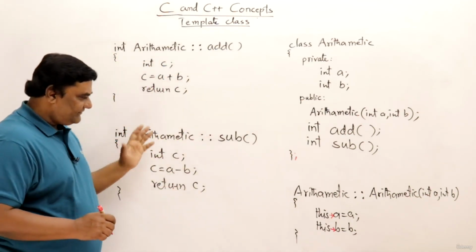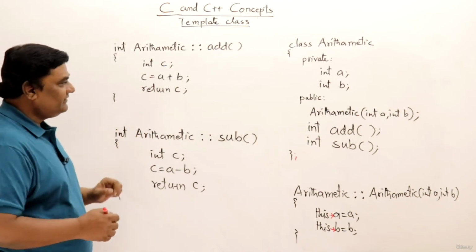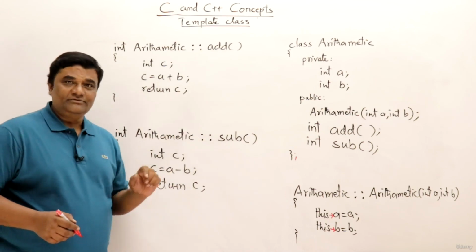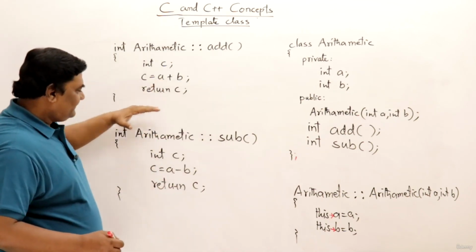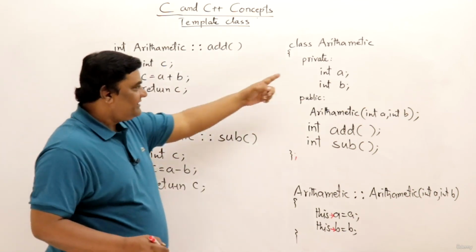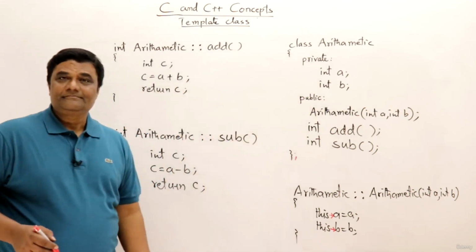So just look at the class once. You must be familiar with this already. In the previous video I have explained how to write a class, everything I have explained. This is adding and returning, this is subtracting a and b and returning. Both these functions are directly accessing the members.